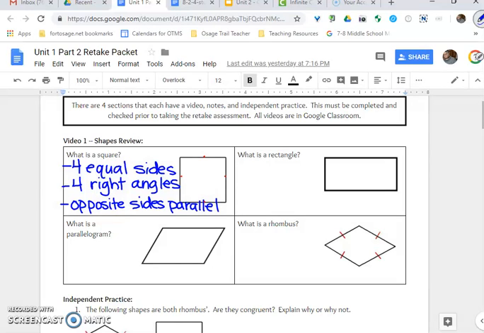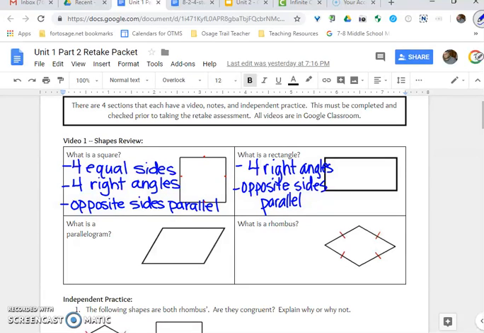And guys, if I begin to go too fast, just pause the video so that way you don't miss anything important. So then what's a rectangle? What's different about a rectangle? Well, it does have four right angles. And the opposite sides are parallel. But it does not have four equal sides.